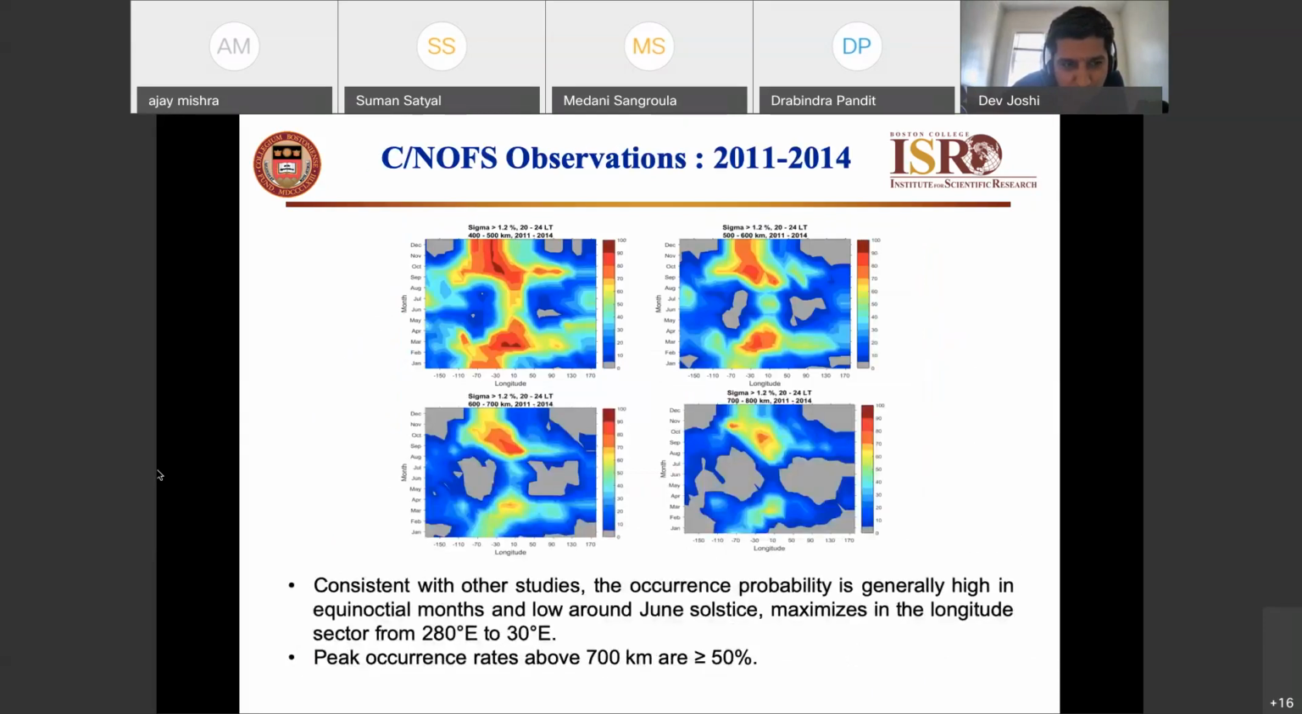With that definition of irregularity, we construct climatological plots to understand the features of the occurrence percentage of these irregularities. Our climatological features are consistent with previous studies, where the occurrence probability is generally high in equinoctial months and low around June solstice, and it maximizes in the longitude sector from 280 degrees east to 20 degrees east. As we go higher, the peak percentage decreases in apex altitude, as we see in the images.